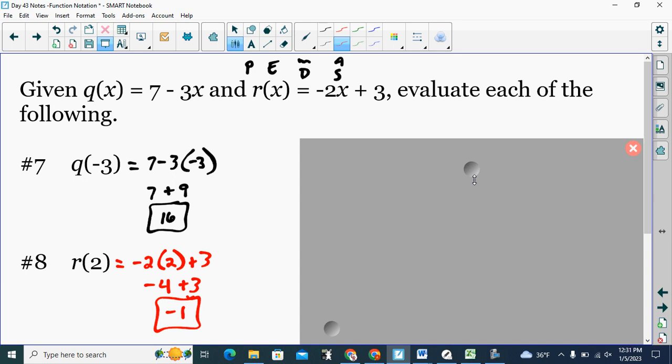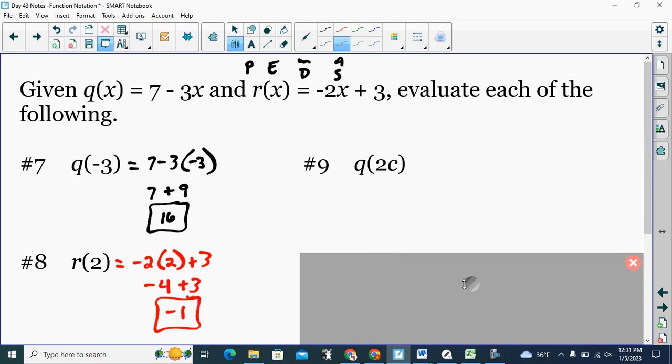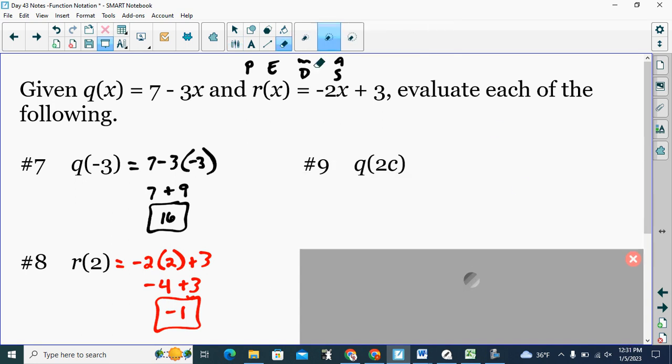Number 9 is a little bit different. We'll do number 9 together. It asks us to evaluate q of 2c. Well, if it said q of 2, we would go to q of x and we would replace the x with 2. Q of 2c, we do it the same way. It's just instead of replacing x with a number, I'm replacing x with an expression, in this case 2c. So it would look like this.